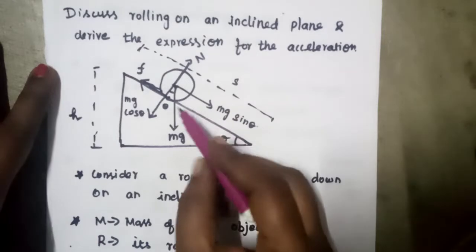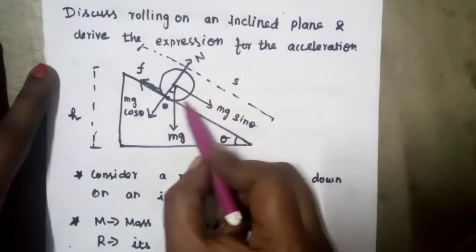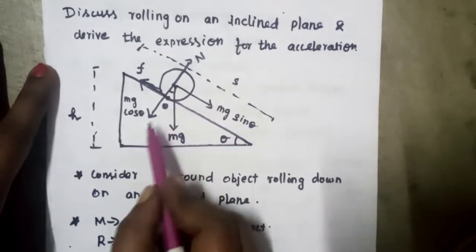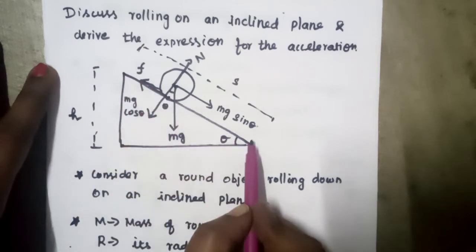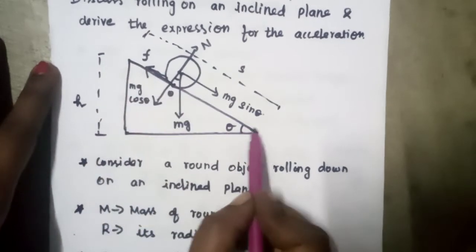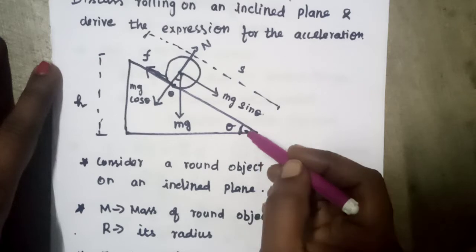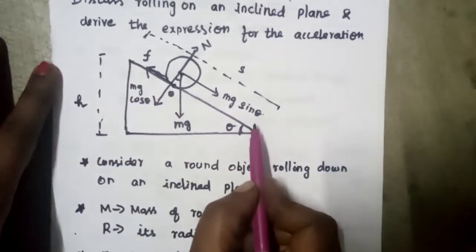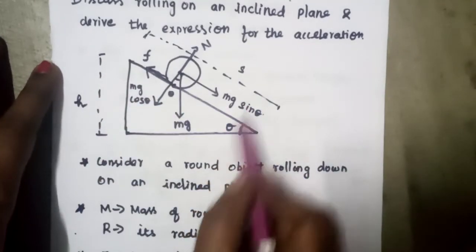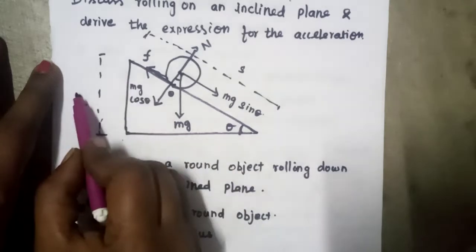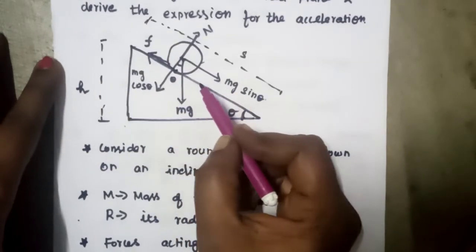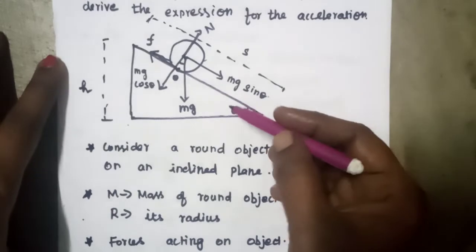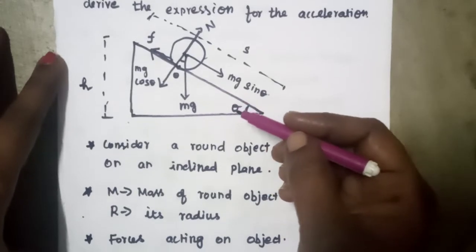Let us consider a round object. This is the round object, and this round object is just rolling on an inclined plane. This is the inclined plane, and this inclined plane is making an angle theta with the horizontal surface. The length of that inclined surface is s. Here the height is h. This is the rolling object. Let R, capital R, be the radius of that round object. M is the mass of the round object.